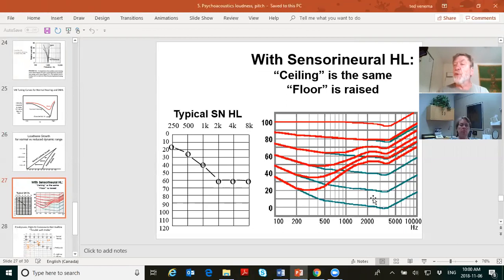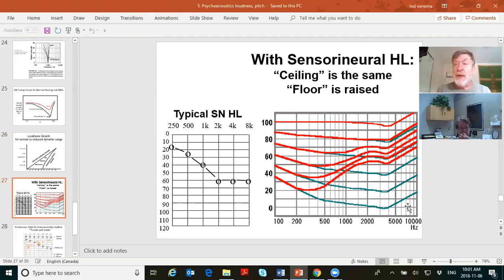And now if you look at the right, you're looking at the curves, because this right graph is in dB SPL, whereas the left graph is in dB HL. And remember what we said 2 weeks ago? This bottom blue curve, that's minimal audible pressure. The softest it took to hear all the different frequencies with one ear under a headphone.